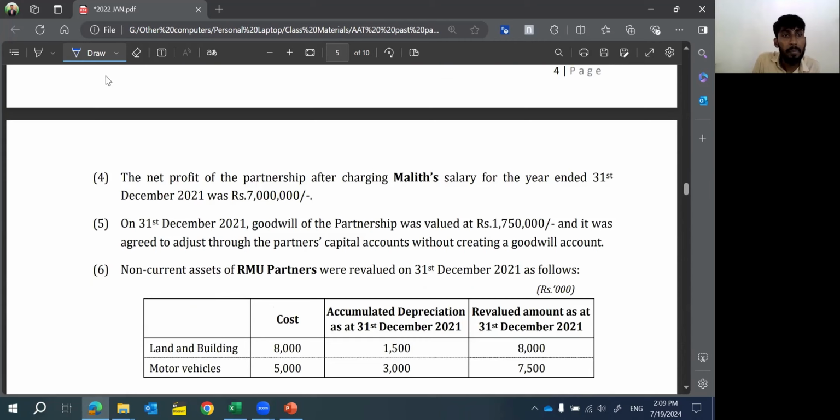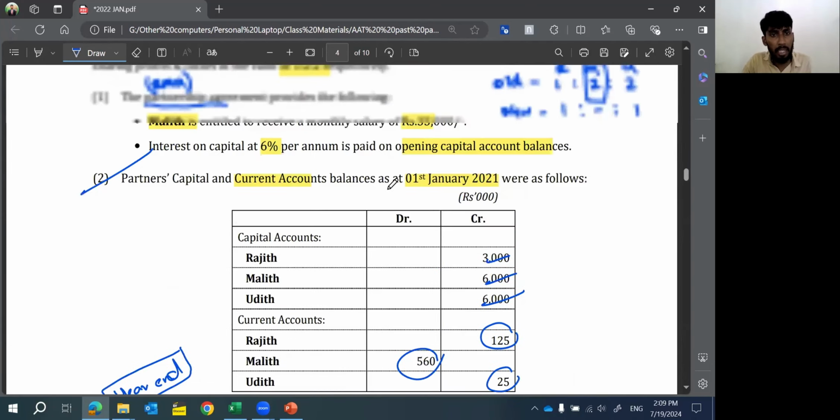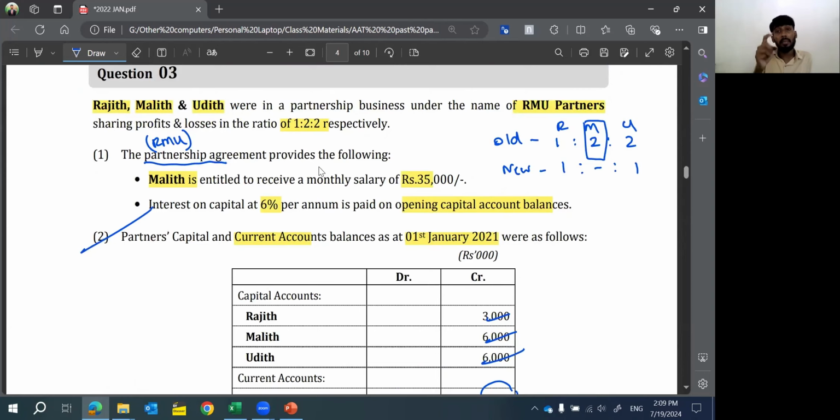Let's read. The net profit for the partnership after charging Malik's salary for the year ended 31st December 2021 was 7,000. After charging Malik's salary. Malik is a partner, no? The partnership agreement provides Malik is entitled to receive a monthly salary of 35,000. This is the partner salary. That's why it is mentioned in the partnership agreement.